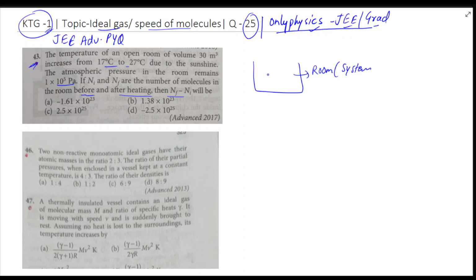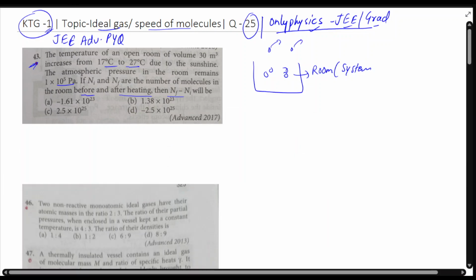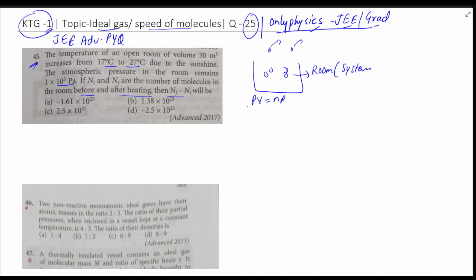So what will happen due to heat? Temperature is rising, right? In the question it is given that temperature is rising, so some molecules will leave the room. We'll be discussing only the system. So what we are going to do is write PV equals nRT. The volume of the container is the same and the pressure in the room remains the same.